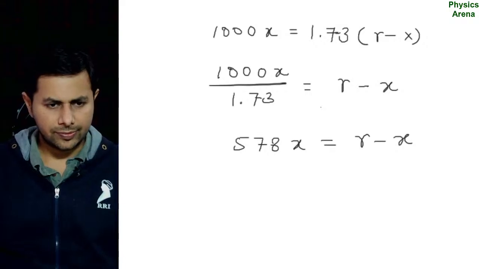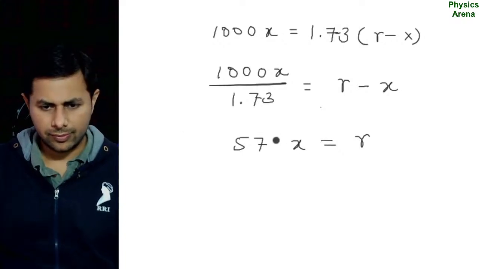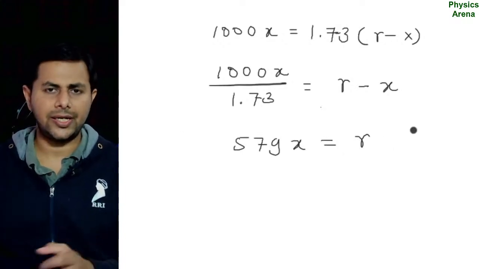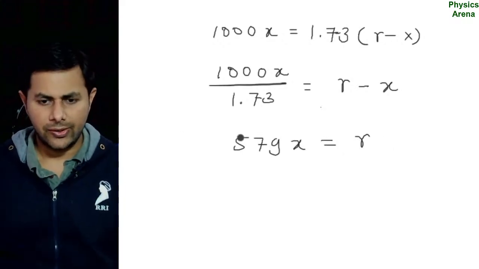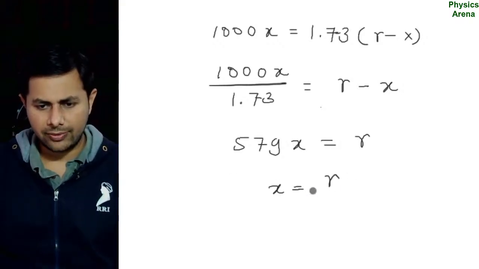And I will take this x on the other side. So it becomes 579, because this minus x on the left hand side becomes plus x. Okay, and therefore we have x equals r divided by 579.